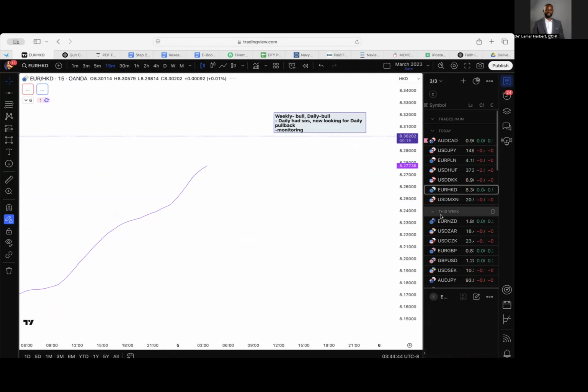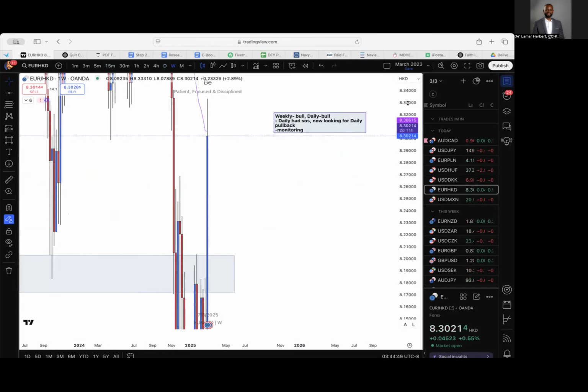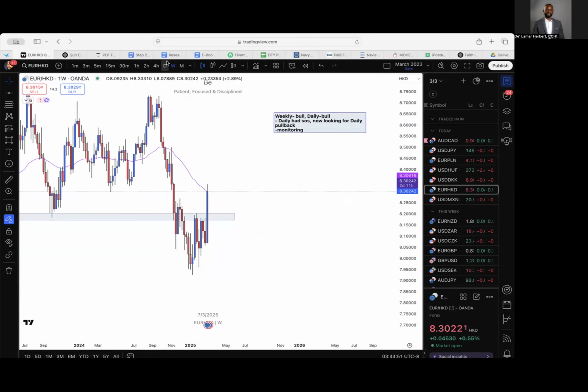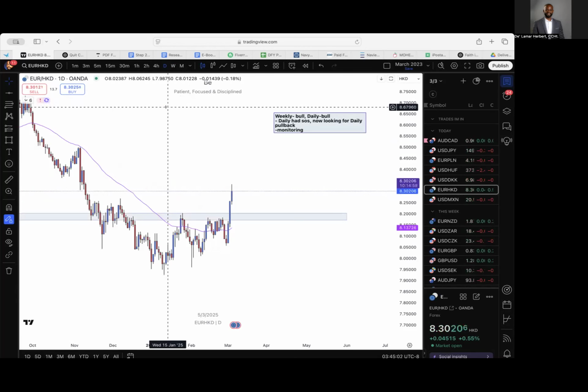All right, next we got Euro HKD. So weekly is bull, all right, and it's at the higher high. It's already moved away from the area of interest. And it actually looks like it's moving into another area of interest here. But it is at the higher high right now.